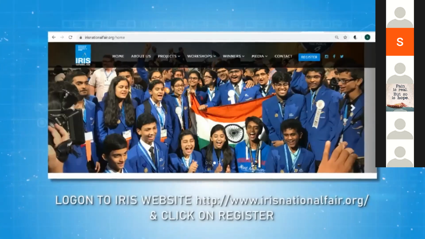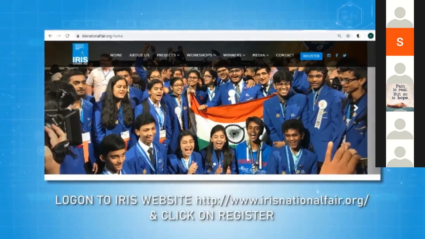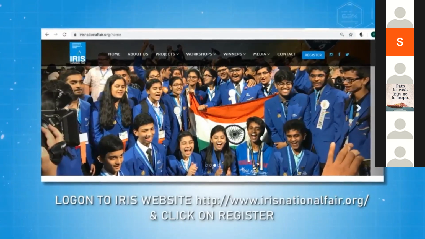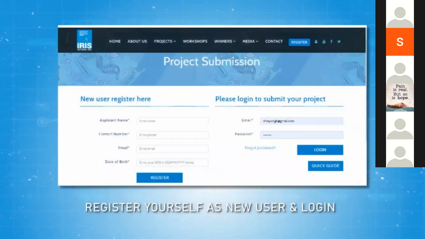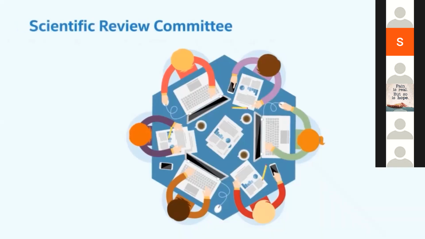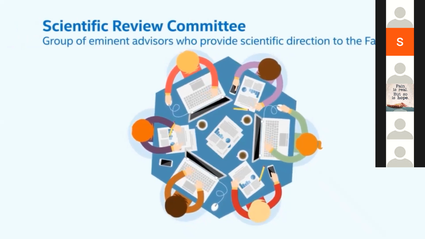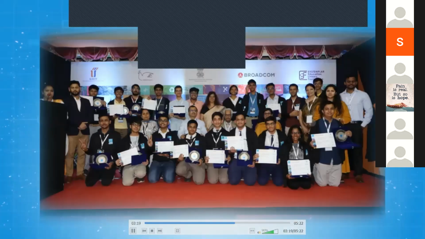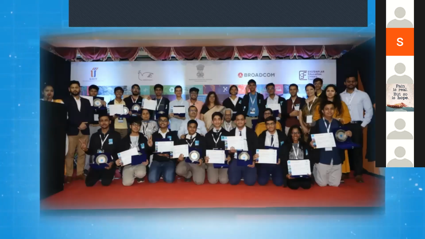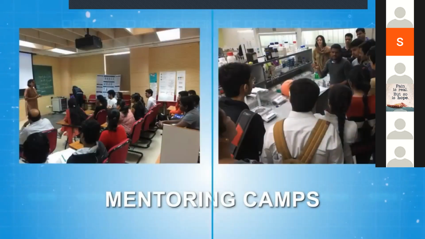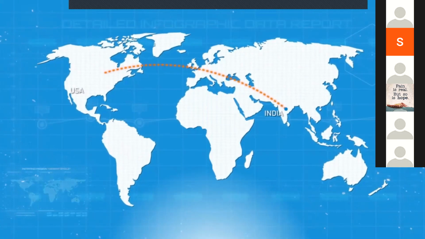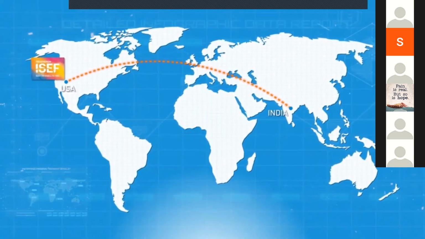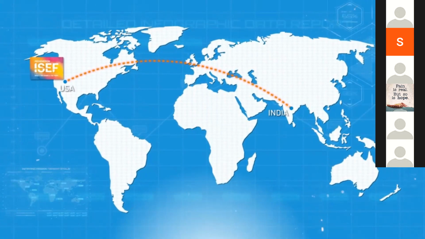The IRIS journey begins with registration on the website www.irisnationalfair.org with submission of an online synopsis and supporting documents. These entries are prejudged by the IRIS Scientific Review Committee, and shortlisted projects are sent an email inviting them to participate in the IRIS National Science Fair. Winners of the IRIS National Science Fair qualify for an intensive series of mentoring camps and get the opportunity to represent India at platforms such as the Regeneron International Science and Engineering Fair in the United States of America.